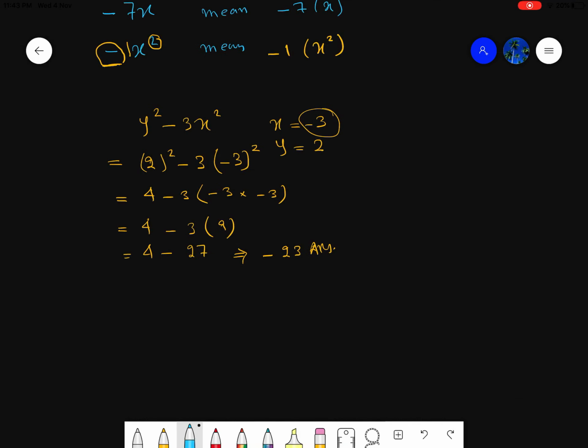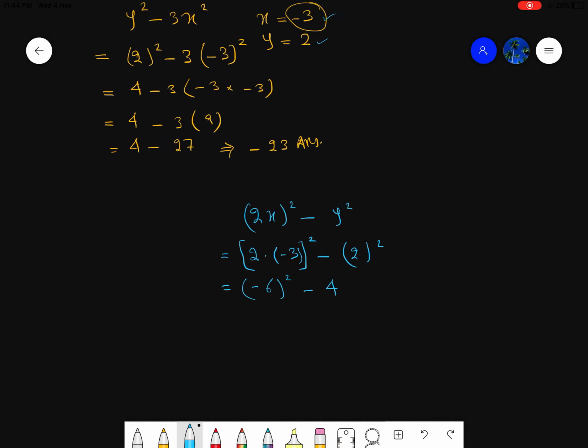Similarly, if we have another expression, 2x whole square minus y square, and the value of x is negative 3 and the value of y is 2. Inserting these values in the expression, 2 into x, which is minus 3, and then the square of this, minus y square, which means 2 square. So now first of all, work out the bracket.